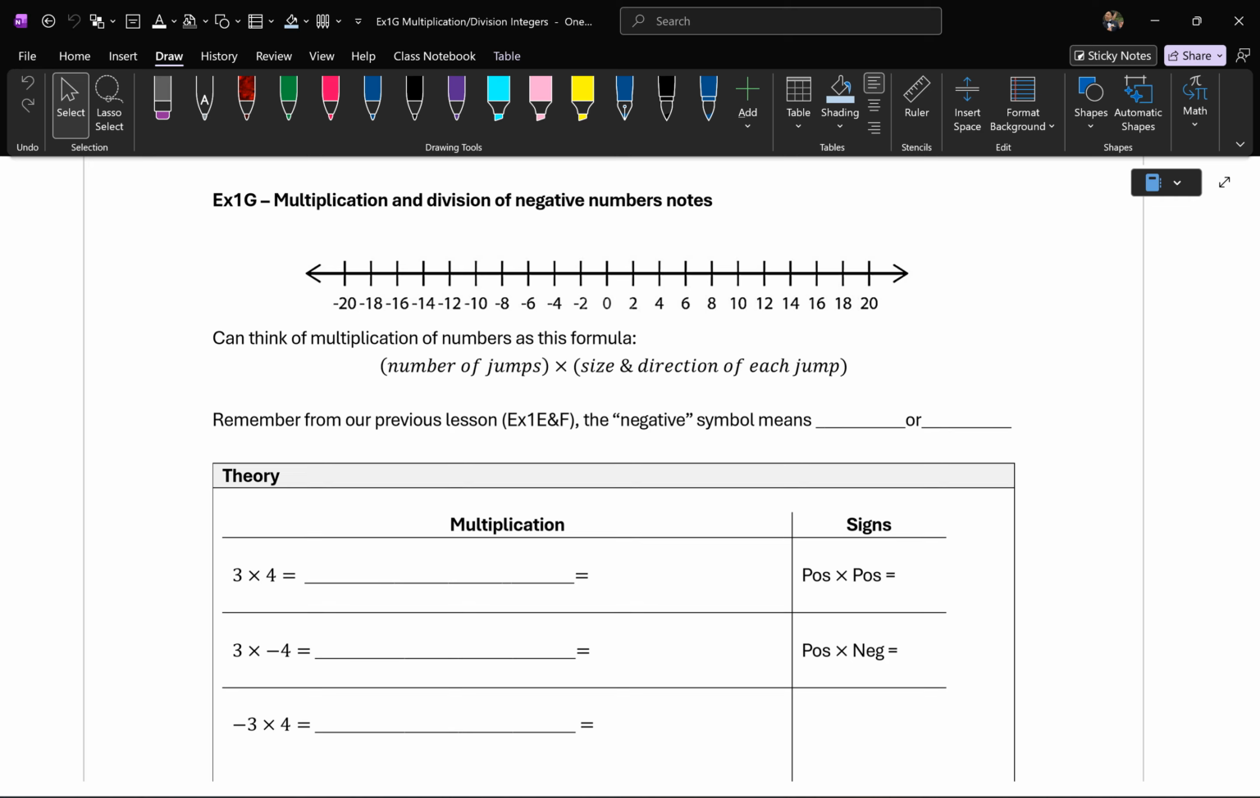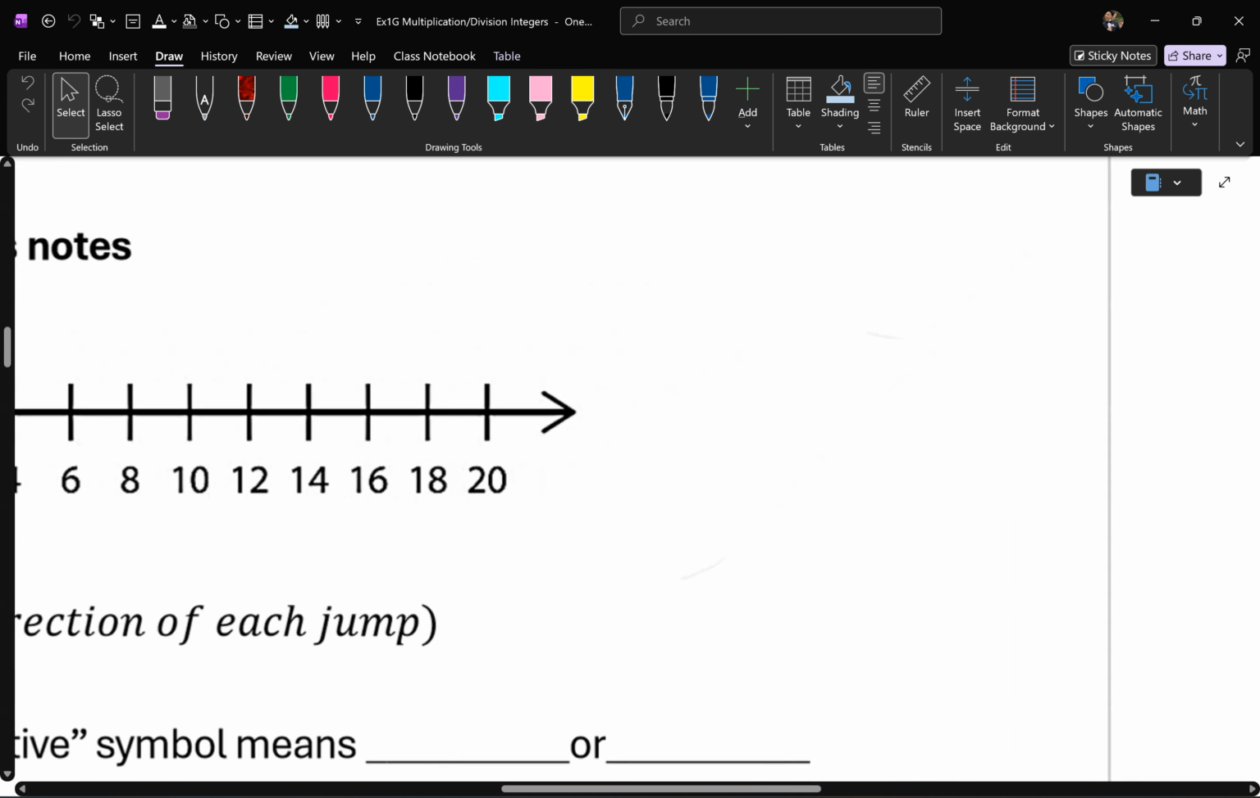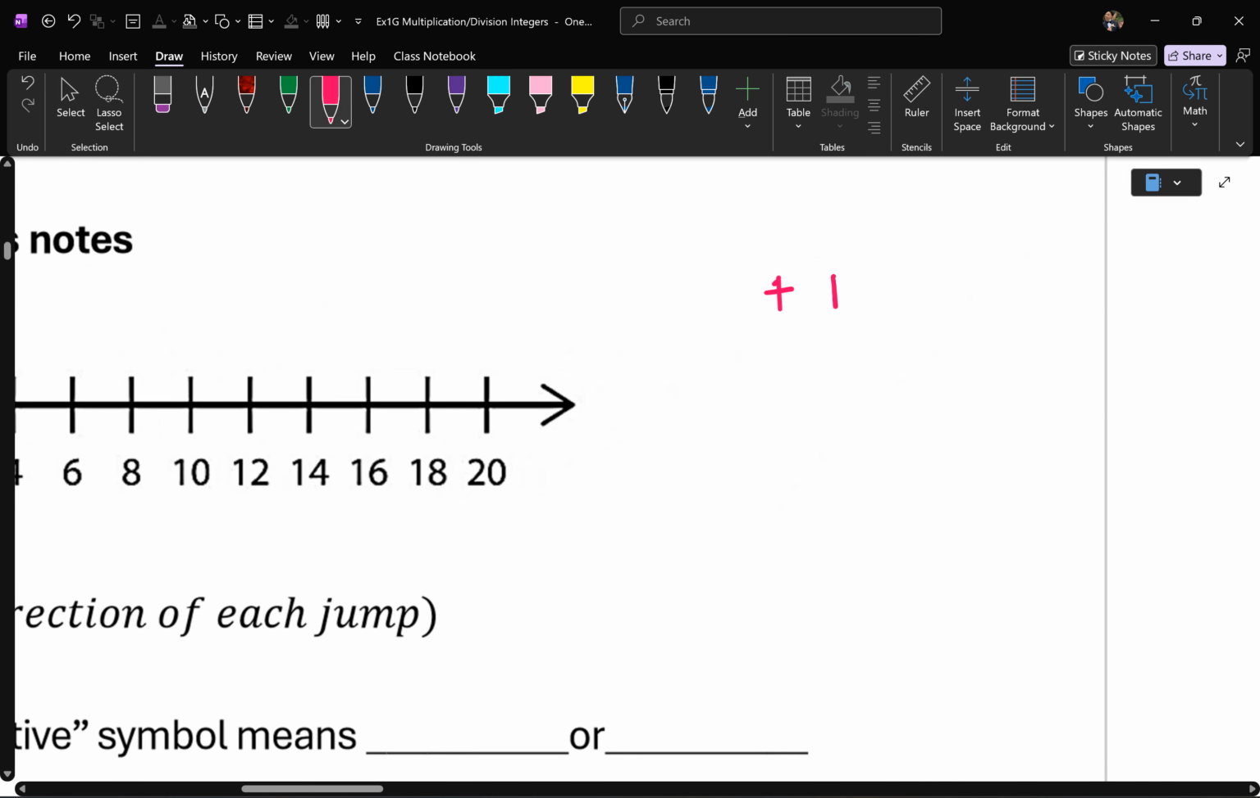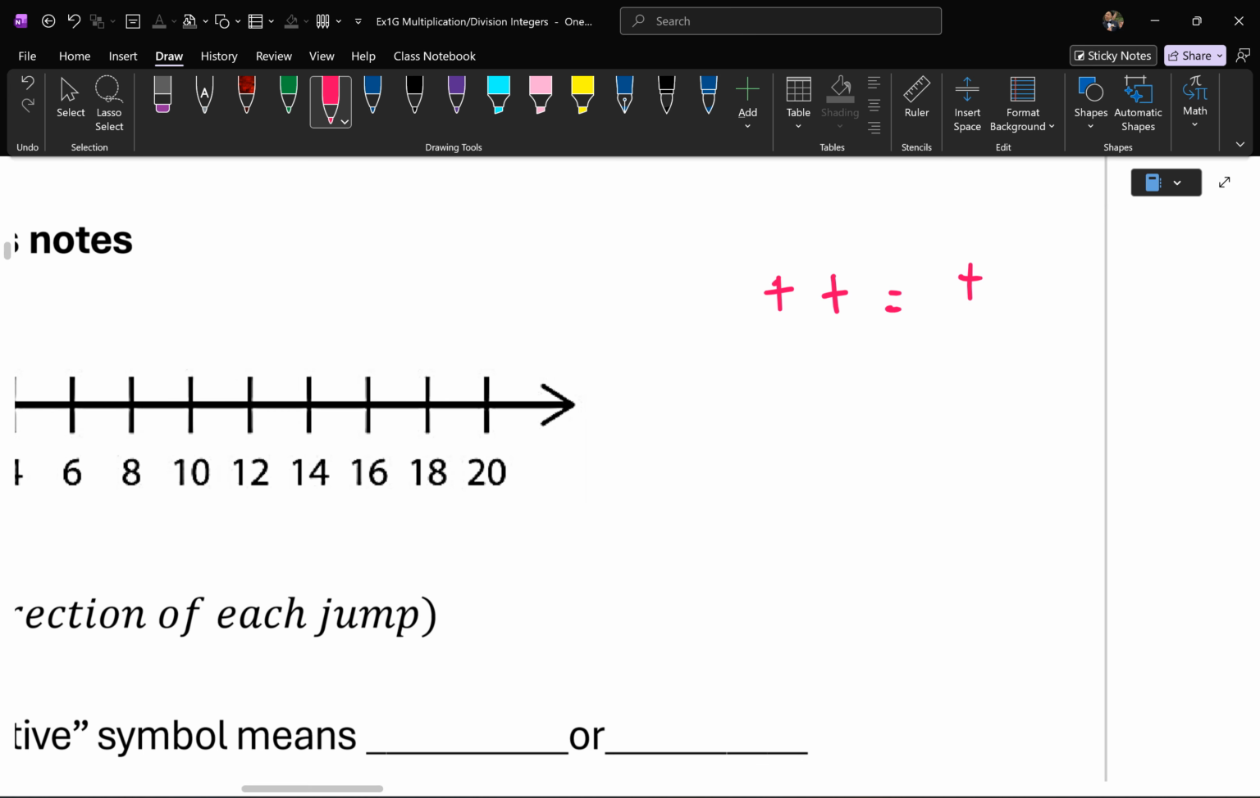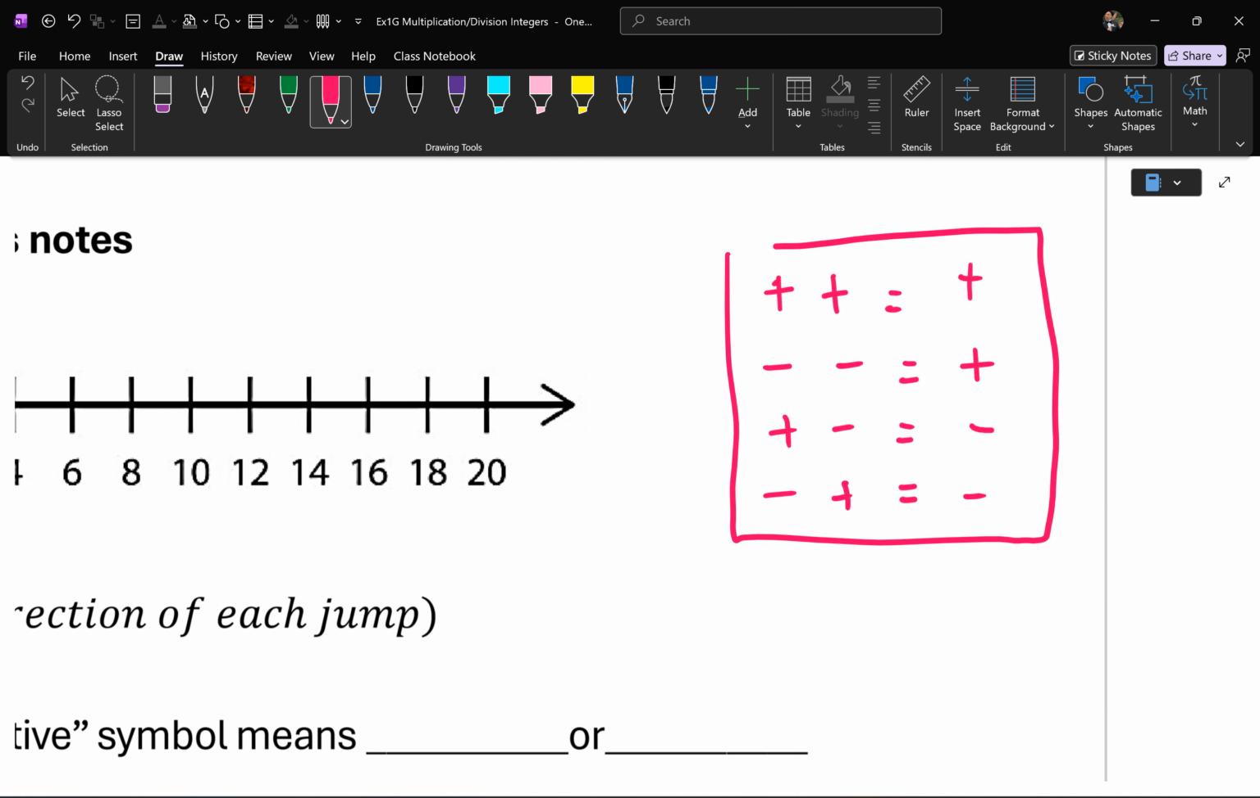And I promise you, if you have any siblings that are older than you, they'll probably know this bit. They'll know that double negative gives you positive. If it's the same signs, it's positive. But if they're different signs, like plus minus, that gives you negative. And then negative positive, negative. So they'll memorize this sign chart.